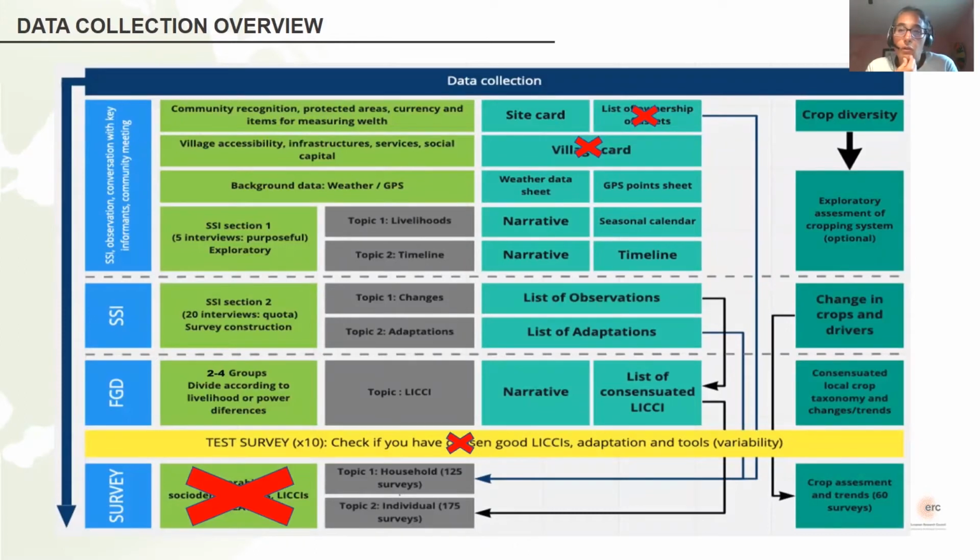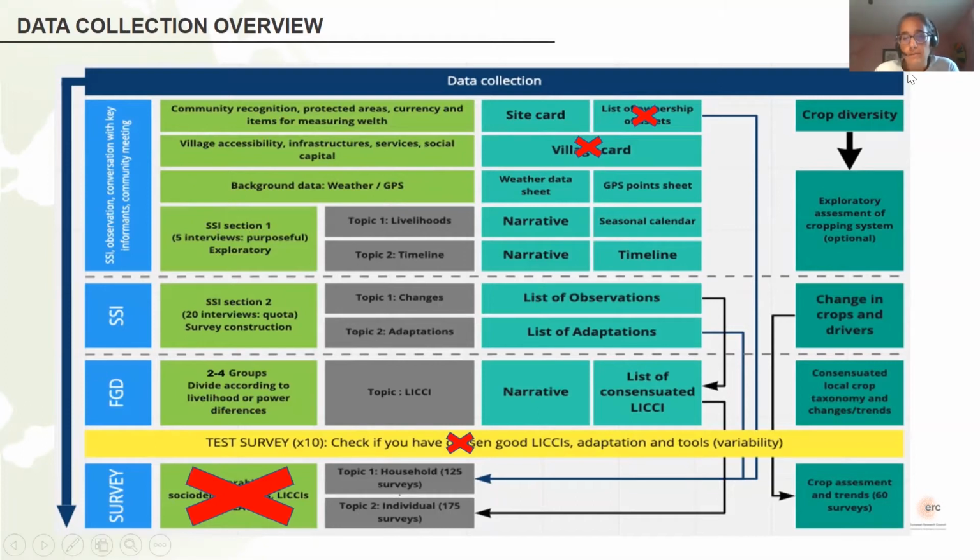If you have a look at the documentation that Petra sent you, you may have seen this very complex data collection overview. In this training we're going to be talking mostly about these methods here: semi-structured interviews, focus group discussions, and how the data is collected for different topics: livelihoods, the timeline, changes of the LICCIs, and the adaptations. We are not going to be talking about some of the methods that have mostly to do with a survey that the partners are doing.